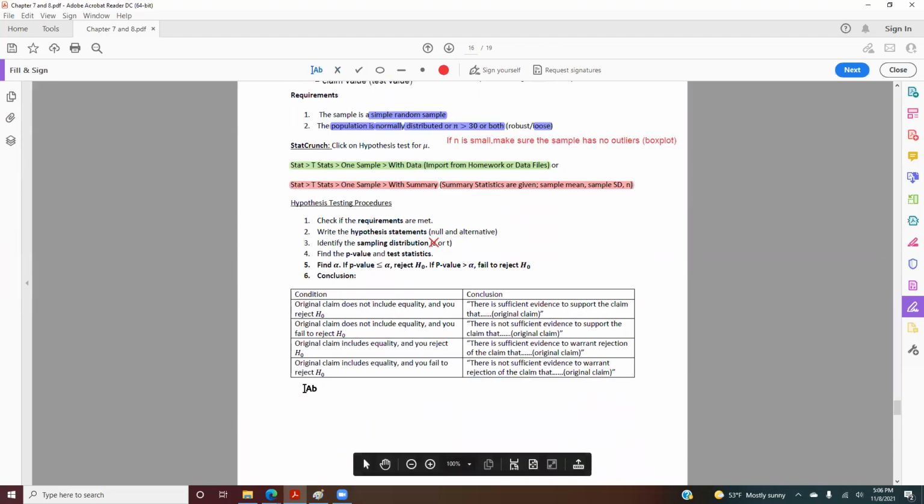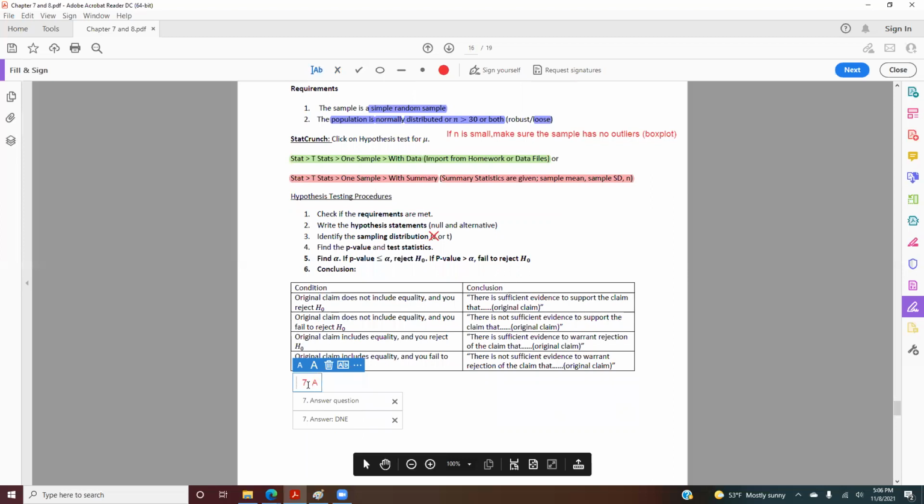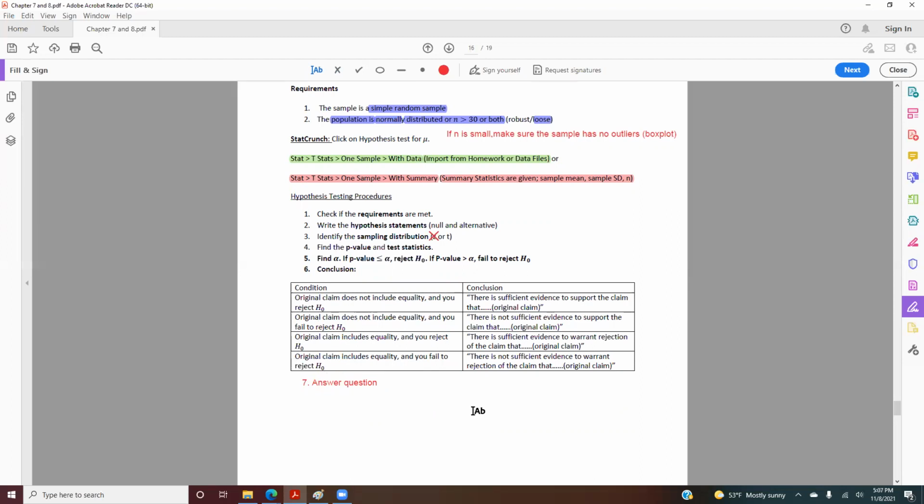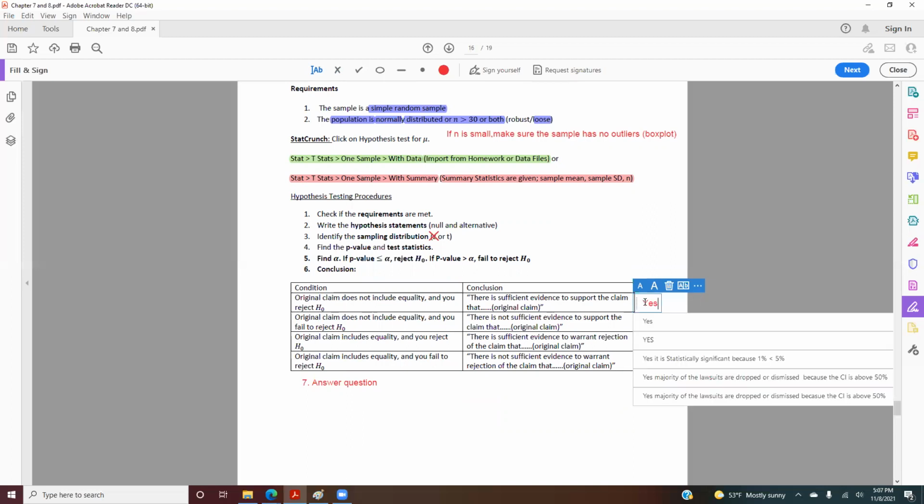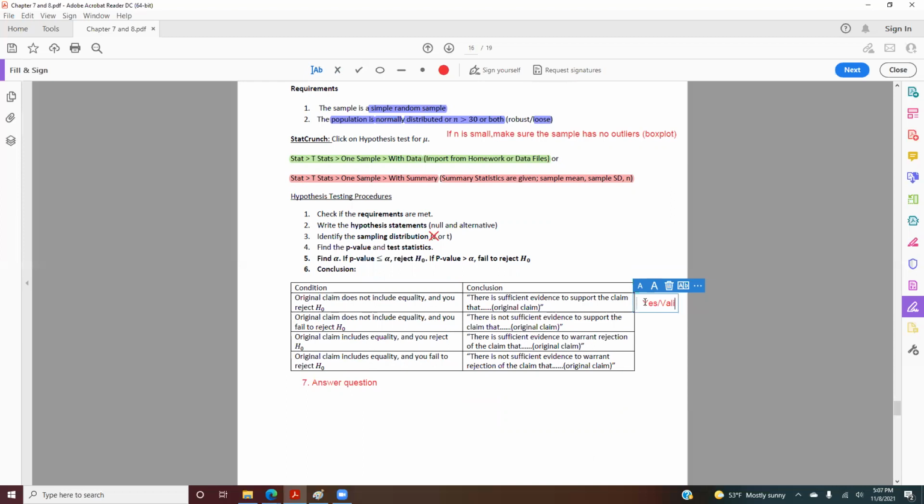So number 7, sometimes you have to answer the question. Again, it depends on the question. If the question asks something, then you answer it. Otherwise, if they don't ask, you don't need to answer it. And how do we answer the question here? If you pick the first conclusion, then your answer is yes or valid or true because you are supporting your claim. If you pick the second one, you are not supporting the claim, so your claim is invalid, is wrong, is not true, and so on.